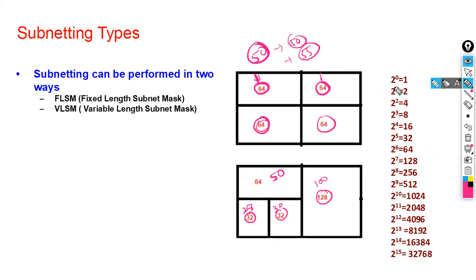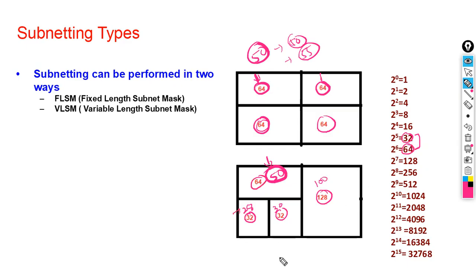The 2 power table is like 2 power 0 is 1, 2 power 1 is 2, 2 power 2 is 4, 2 power 3 is 8, 2 power 4 is 16, 2 power 5 is 32, 2 power 6 is 64, 2 power 7 is 128, and so on. Now, what is our first requirement? 50. We need to see where this 50 is falling. 50 is falling between 32 and 64, correct? Can we go with 32? No. Our requirement is 50. If we go with 32, there will be a shortage of IP addresses. So we need to select the maximum number, that is 64. From here we have got 64.